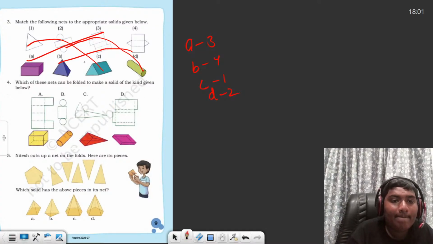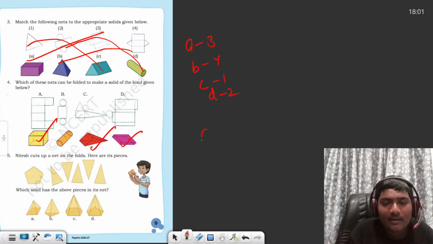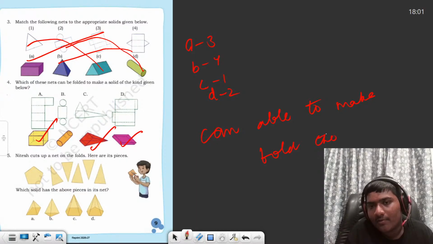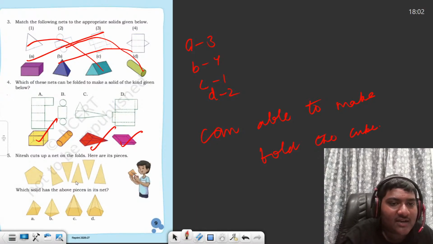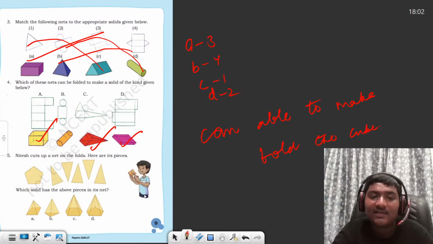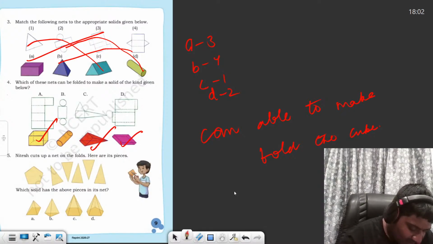So A, C, D can able to make fold the cube, children. Nitish cuts up a net on the folds. Here are its pieces. Which solid has the above pieces in its net? So answer me in the comment section if you know the answer, children.